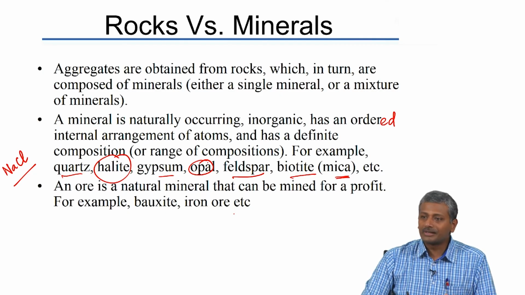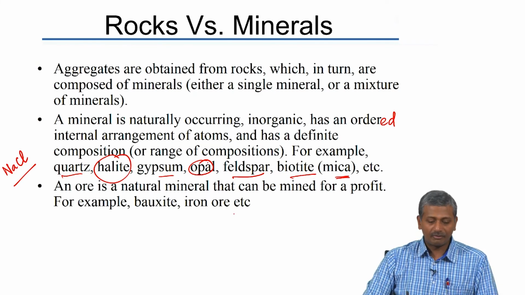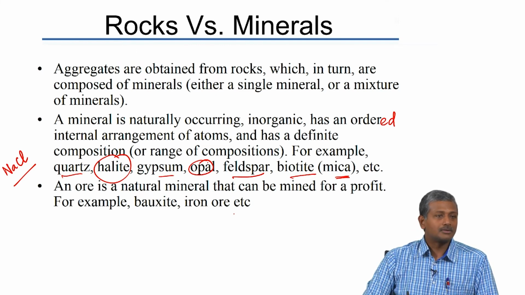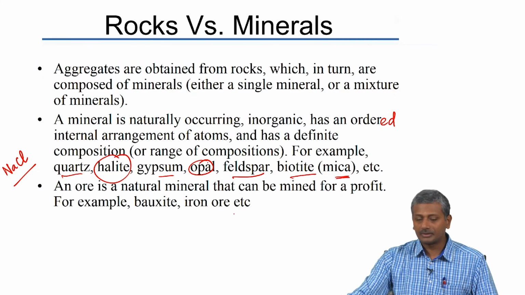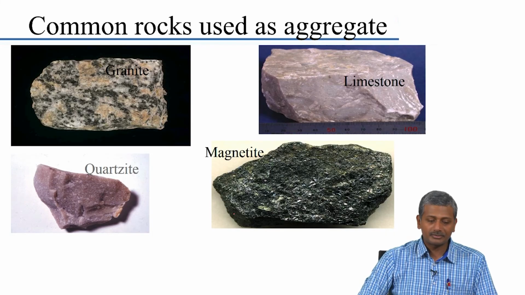Now, of course, you know very well that an ore is different from a mineral. An ore is essentially a natural mineral that can be mined for a profit, like you have bauxite or iron ore. What types of iron ore are there? Hematite and magnetite. The oxide composition of iron is different in hematite and magnetite. So, common rocks that are used as aggregate, you know very well, granite, limestone, magnetite, okay, and quartzite.